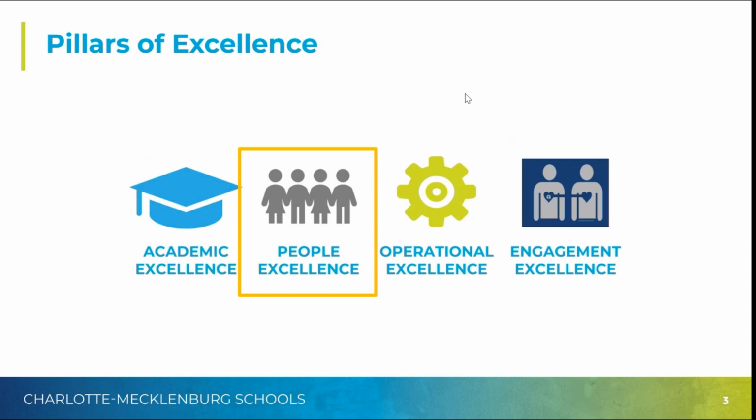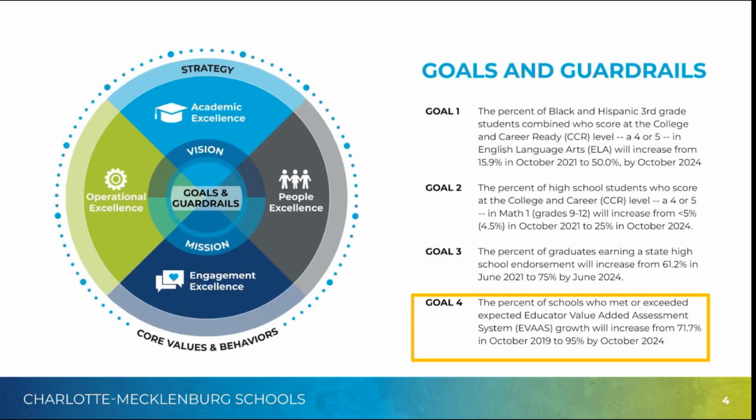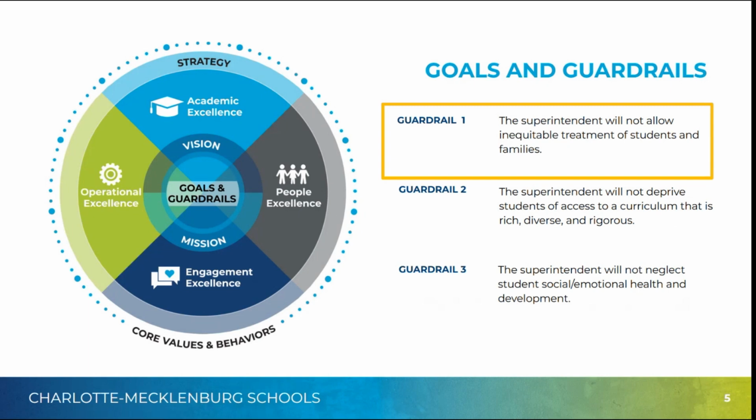Let's start out by talking about our pillars of excellence. This training falls underneath the people excellence pillar. For our goals and guardrails, this training falls under goal number 4, the percent of schools who met or exceeded expected educator value added assessments, EVAAS, growth will increase from 71.7 in October 2019 to 95% by October 2024. Guardrail number 1, the superintendent will not allow inequitable treatment of students and families.